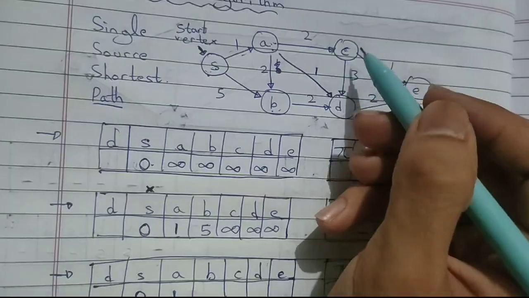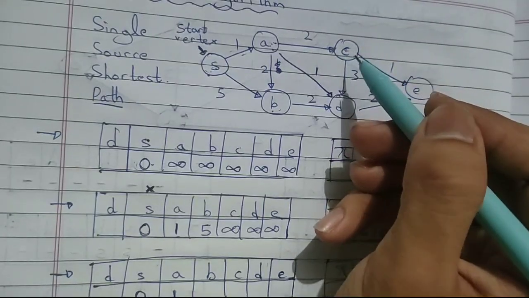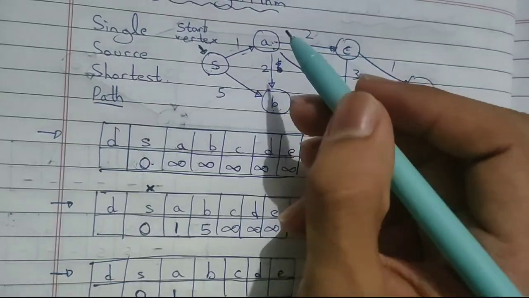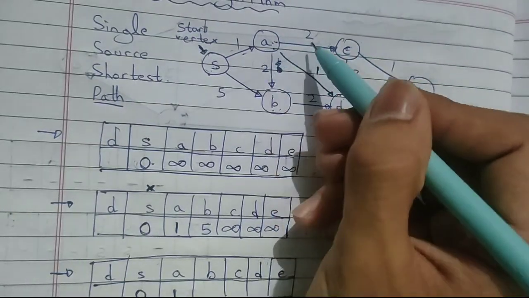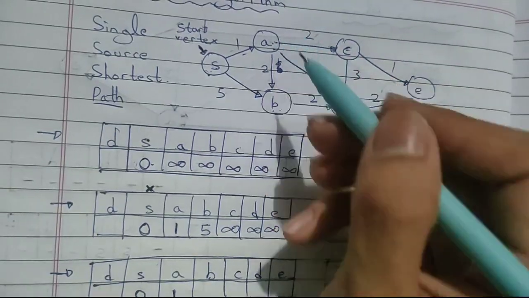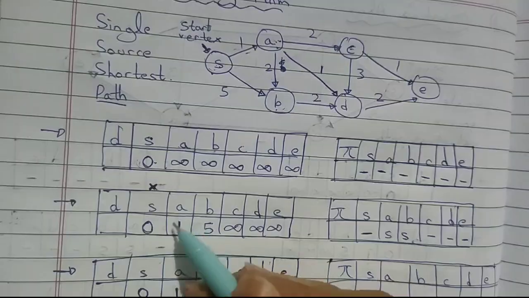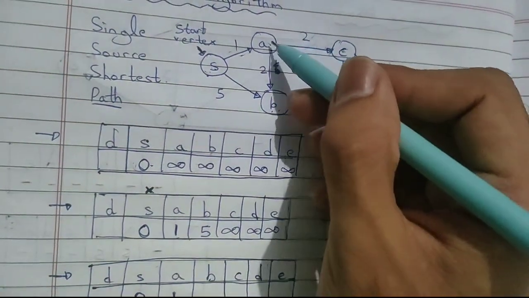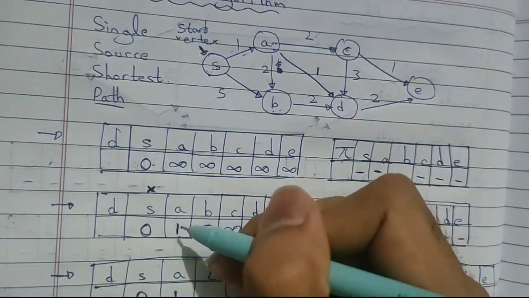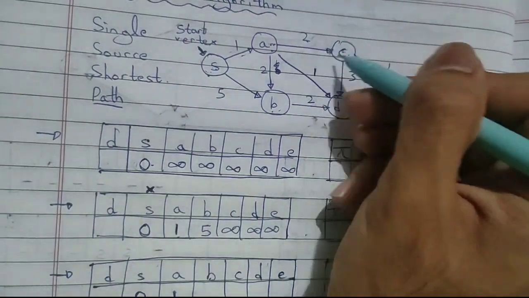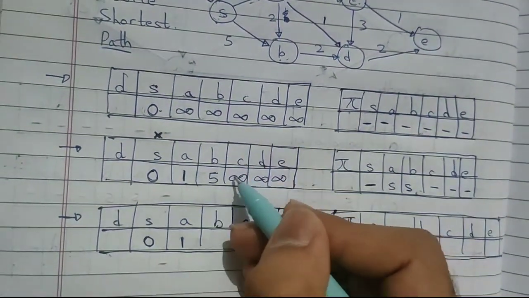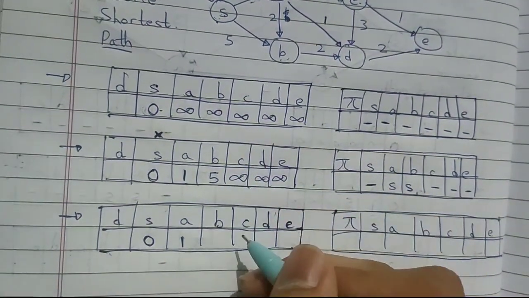This is a C, not an E. So first let's look at C. Now let's say you want to go to node C. What is the distance to go to node C? The distance to reach node C would be the distance to reach node A plus the weight of this edge. The distance to reach node A can be gained from the table. So we need to travel a distance of 1 to reach node A plus another 2 to reach C. So 1 plus 2 is equal to 3. The total distance to reach C is 3.